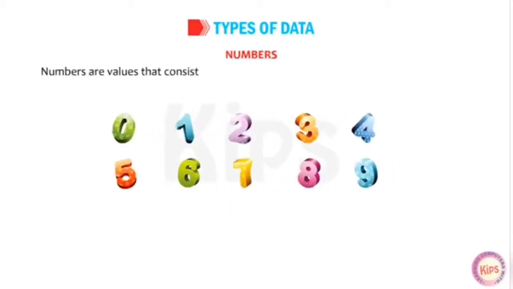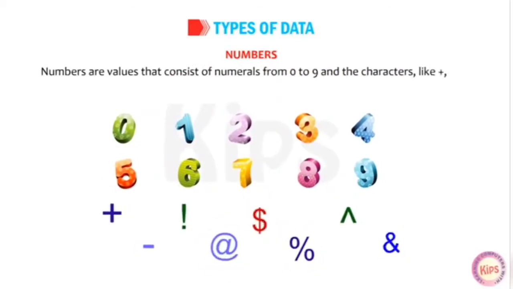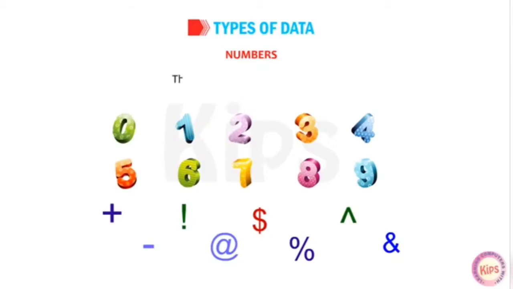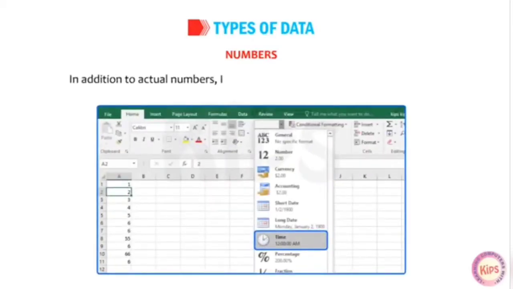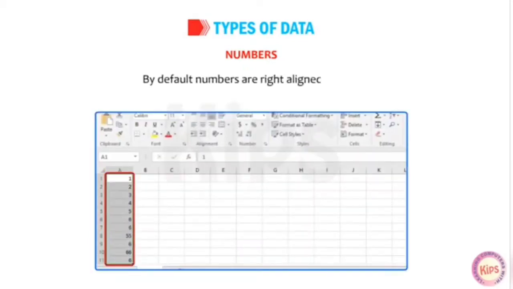Numbers. Numbers are values that consist of numerals from 0 to 9 and characters like plus, minus, exclamation, at the rate, dollar, percentage, tilde and so on. They can be used in calculations. In addition to actual numbers, Excel also stores date and time as numbers. By default, numbers are right aligned in a cell.